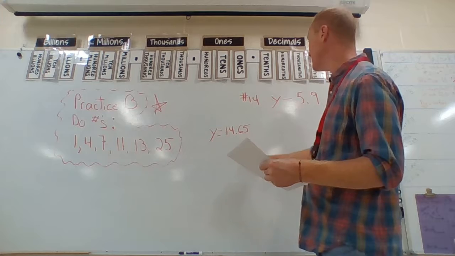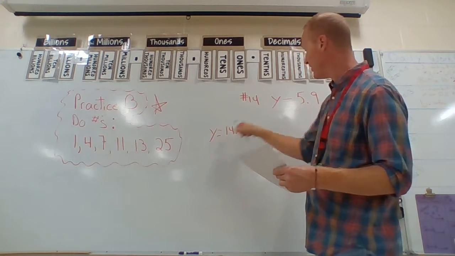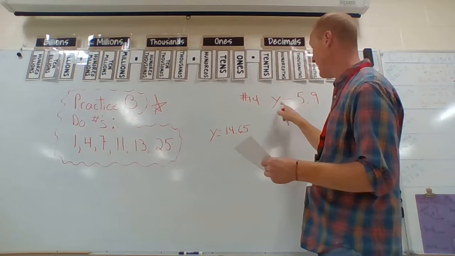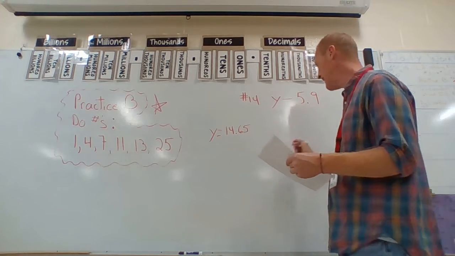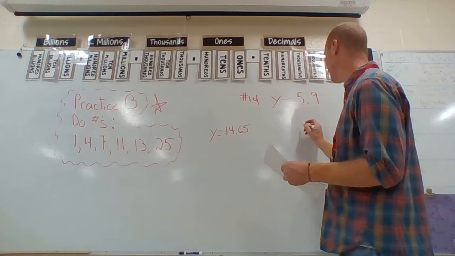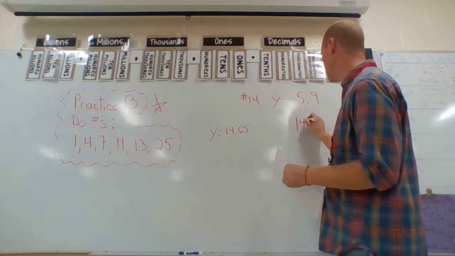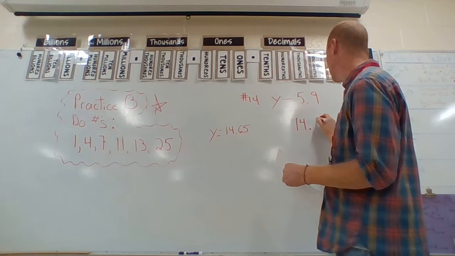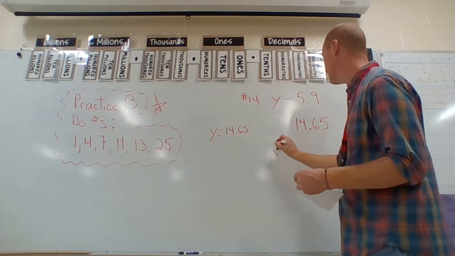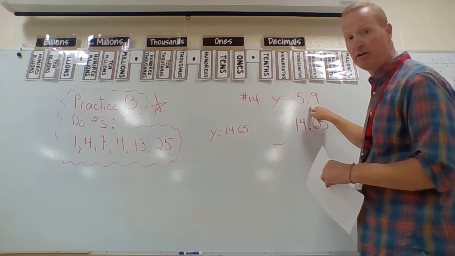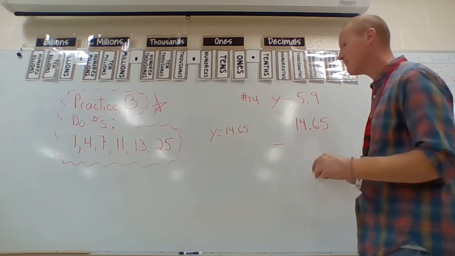So what you need to do is fit the number that represents the letter into the equation. Now, y comes first. This is subtraction, so we're going to want to put y on top. So right over here, I'm going to go ahead and write it. You can use your graph paper that was provided to you. 14.65 or 14 and 65 hundredths minus our other number, 5 and 9 tenths or 5.9.